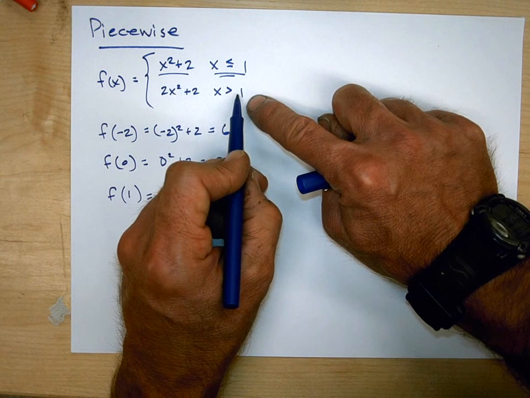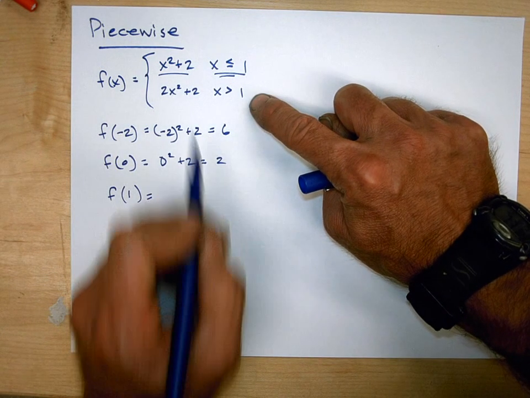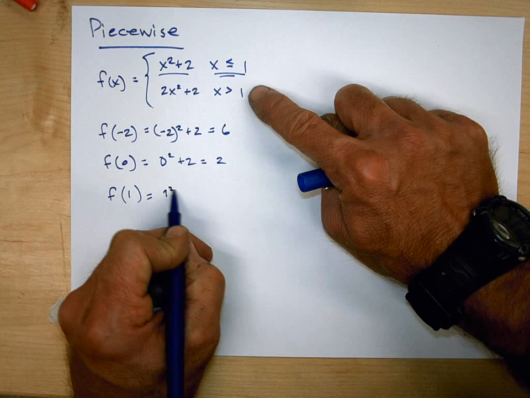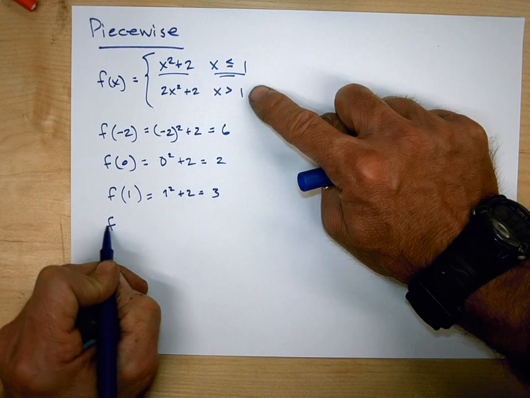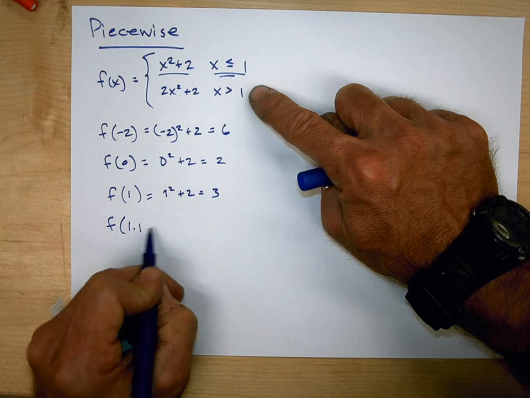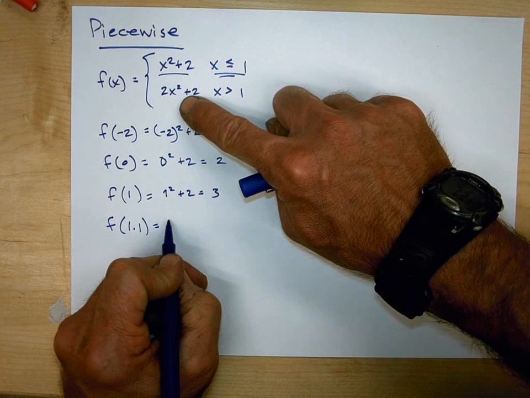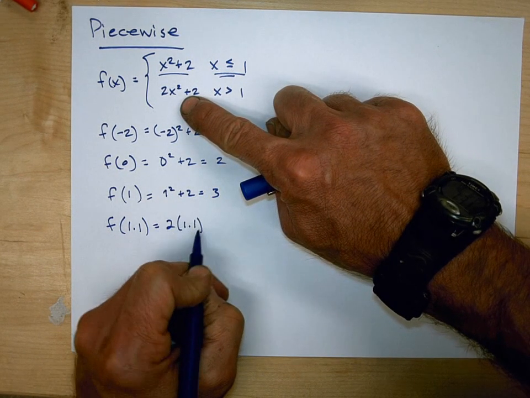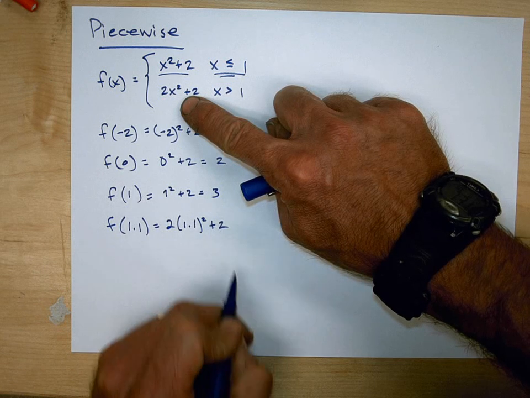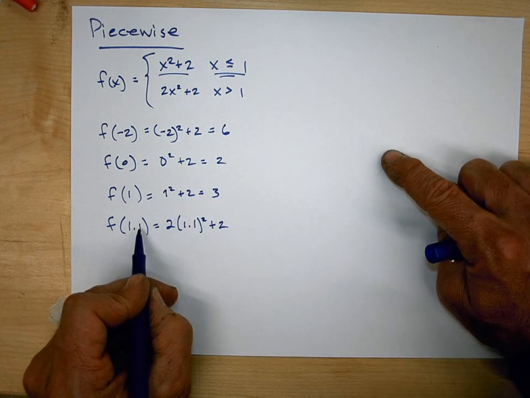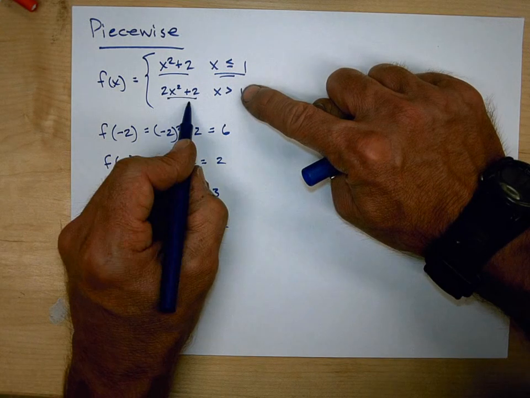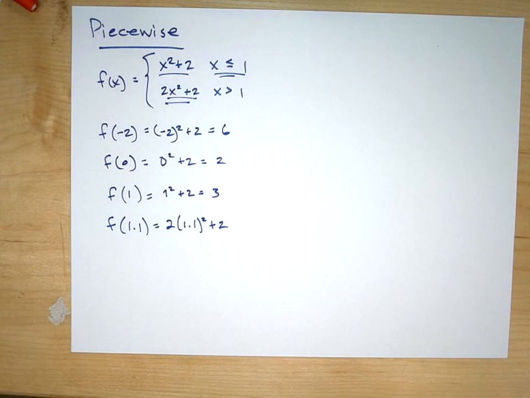Next, anything bigger, I would use this. So for f of 1, I would have 1 squared plus 2, which is 3, but if I had f of 1.1, then I would use this one. So it would be 2 times 1.1 squared plus 2, which off the top of my head I don't know what that equals, but the point is anything bigger than 1, and now I've jumped over to this one.